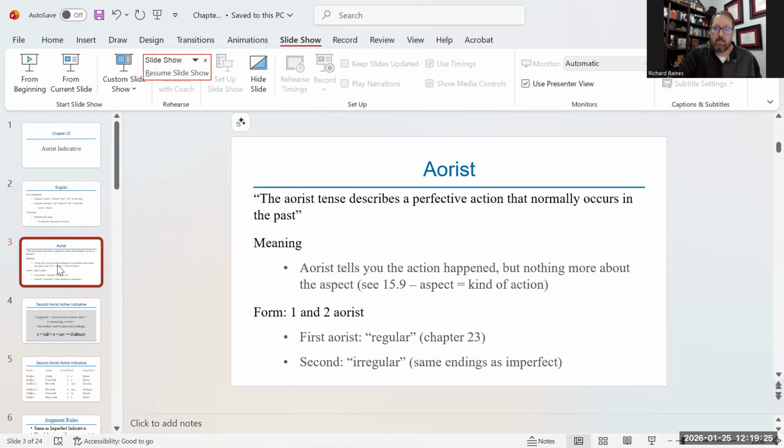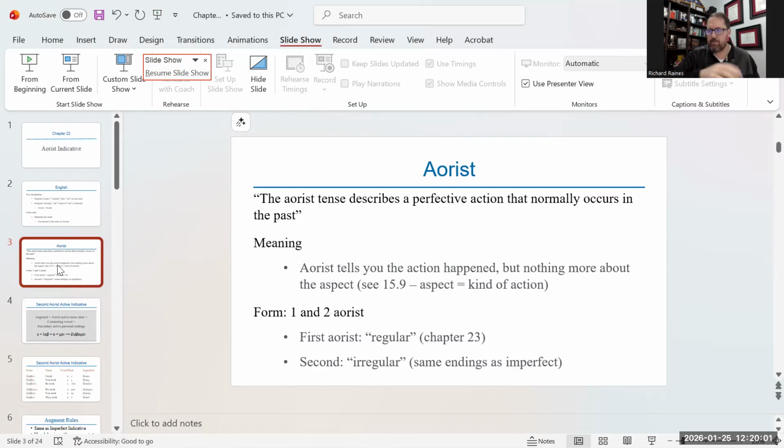Well, in Greek, we have another form here of the past tense that we're going to call the aorist. And I'll just take this directly from Mounce's textbook. The aorist tense describes a perfective action that normally occurs in the past. So the aorist tells you the action that happened, but really nothing about the aspect. And if you need a review of aspect, you can see section 15.9. If you don't know what that means, that is chapter 15, section 9.